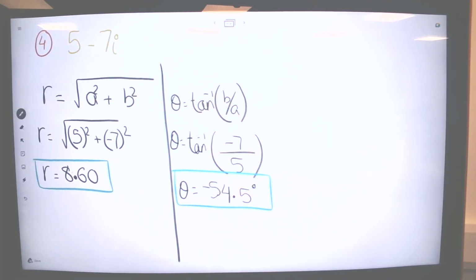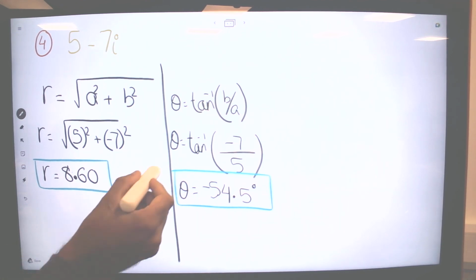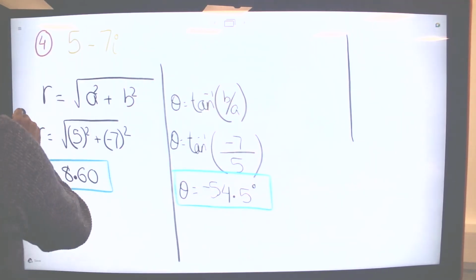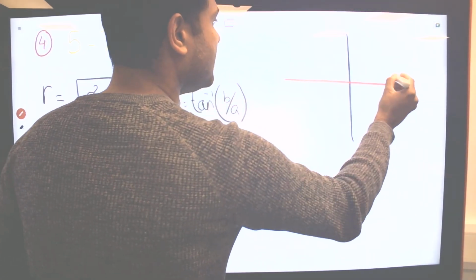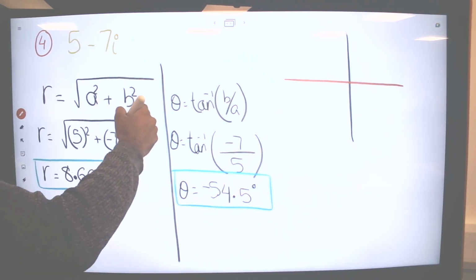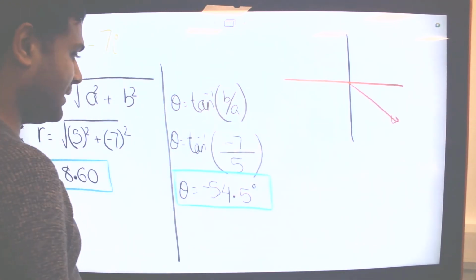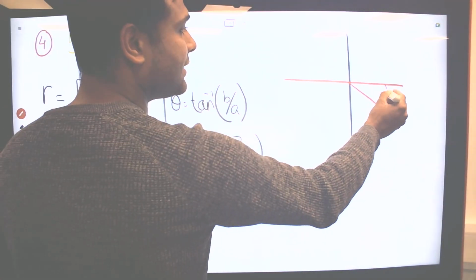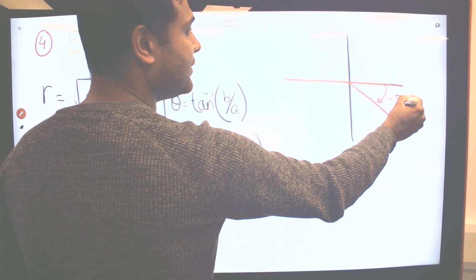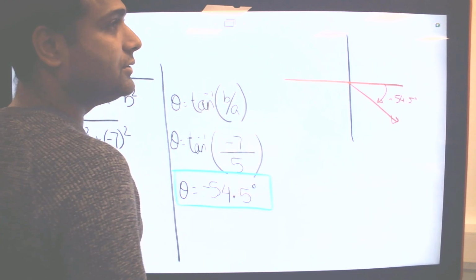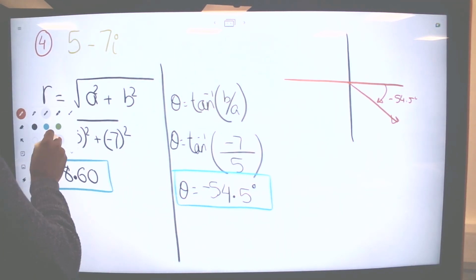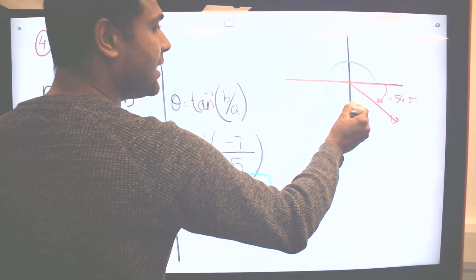That's it. Now, if we have a look at where this actually lies, which quadrant? Let me just change the color. This is going to lie at 5, minus 7. So 5: 1, 2, 3, 4, 5, and minus 7 here. So it's going to lie in this quadrant. And the angle is minus 54.5 degrees, it's that way. I don't need that angle. The angle I really need is a proper angle, which is that one.